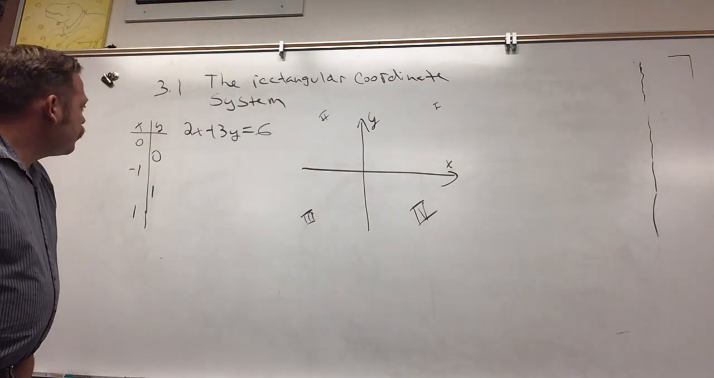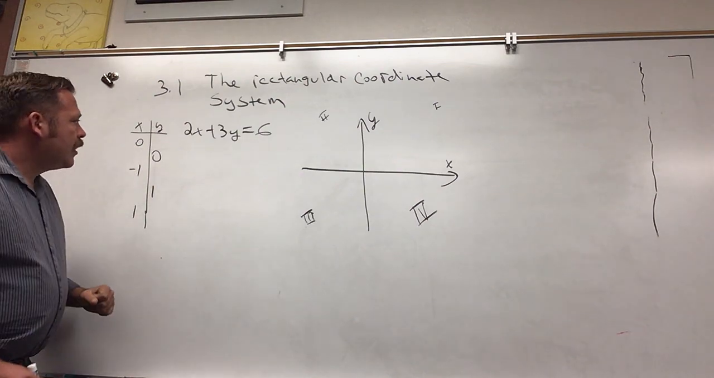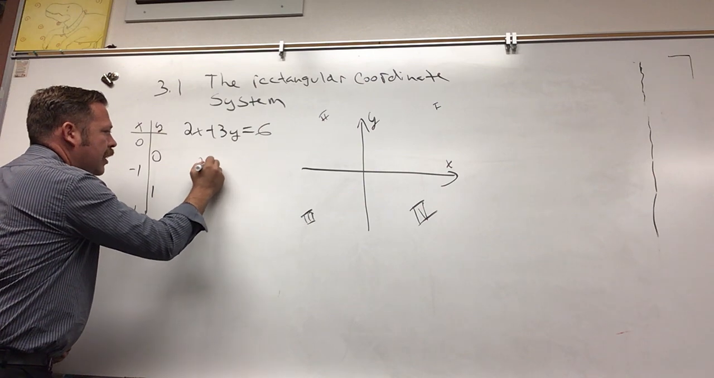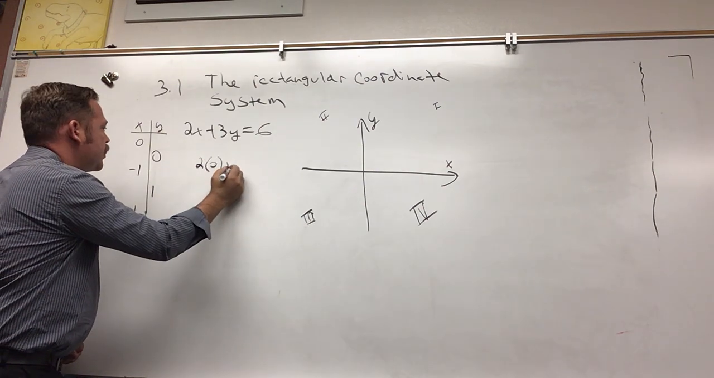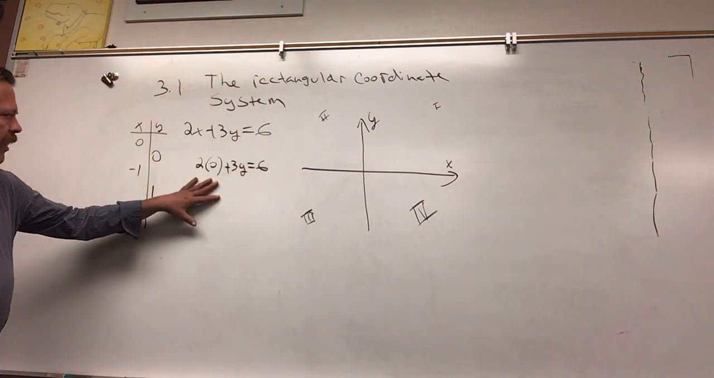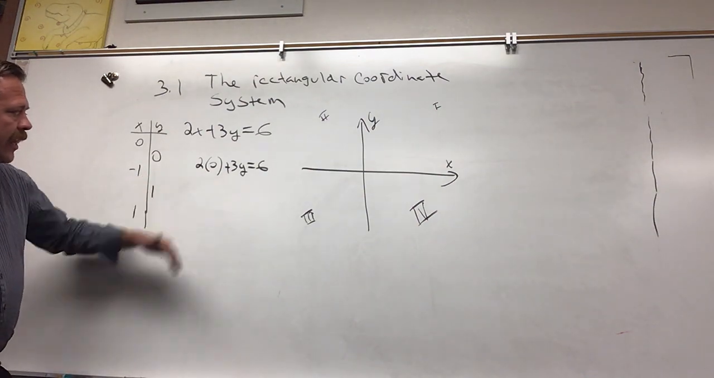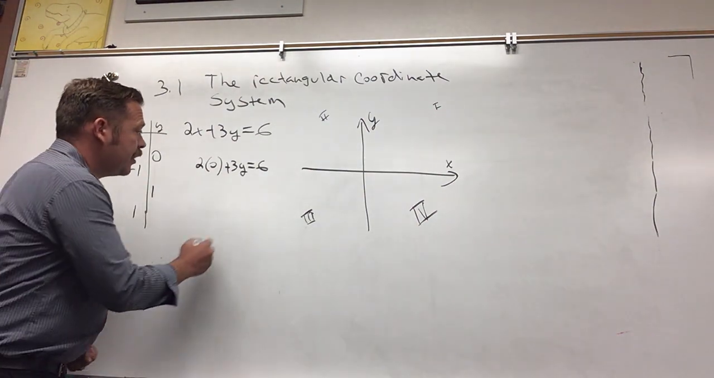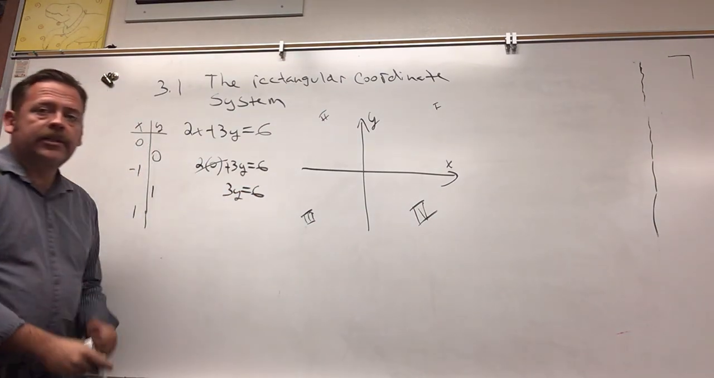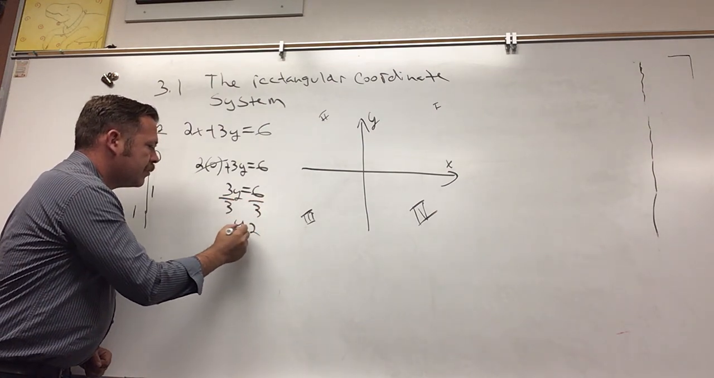So for our first point, with an x value of 0, let's plug this in and see where this point would lie. I would get 2 times 0 plus 3 times y equals 6. So when I simplify this, well, the 2 times 0 goes away because that's being added, and so if we're adding 0, that's not going to change anything. And then we're left with 3y equals 6. And then if I divide by 3, my y value is 2.